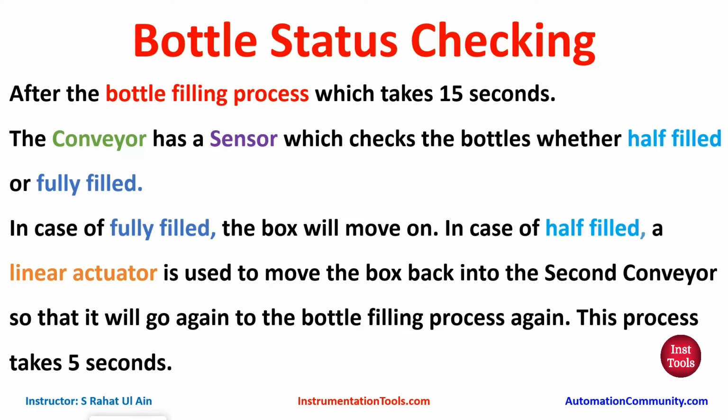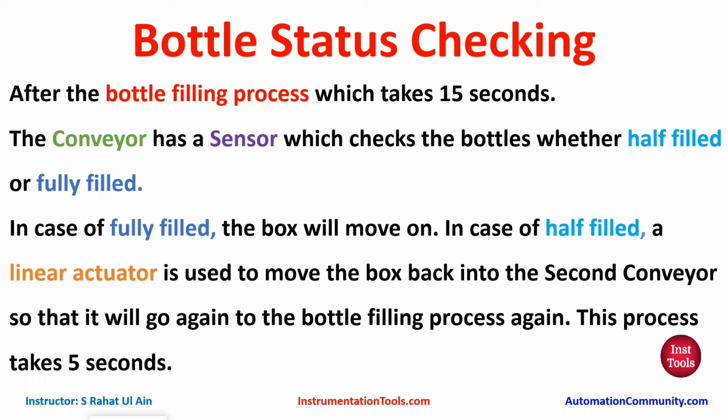But if the bottle is half filled, the conveyor will stop, and when the conveyor stops, a linear actuator will get actuated to lift the bottle to the second conveyor so that it will go again to the bottle filling station. So this process of lifting the bottle by the linear actuator will take 5 seconds. So a linear actuator will be activated for 5 seconds only, and then the conveyor will again start.